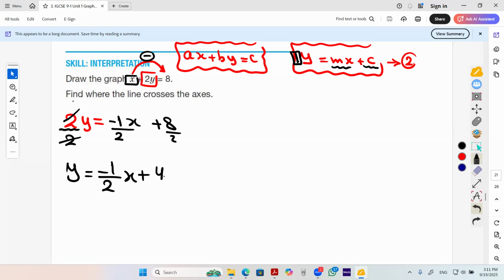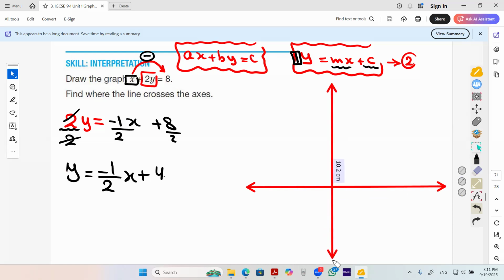From the graph, it says: find where the line crosses the x-axis. What does crossing the x-axis mean? When we have the x-axis here and you want to draw the line which represents this equation, which is ready now.